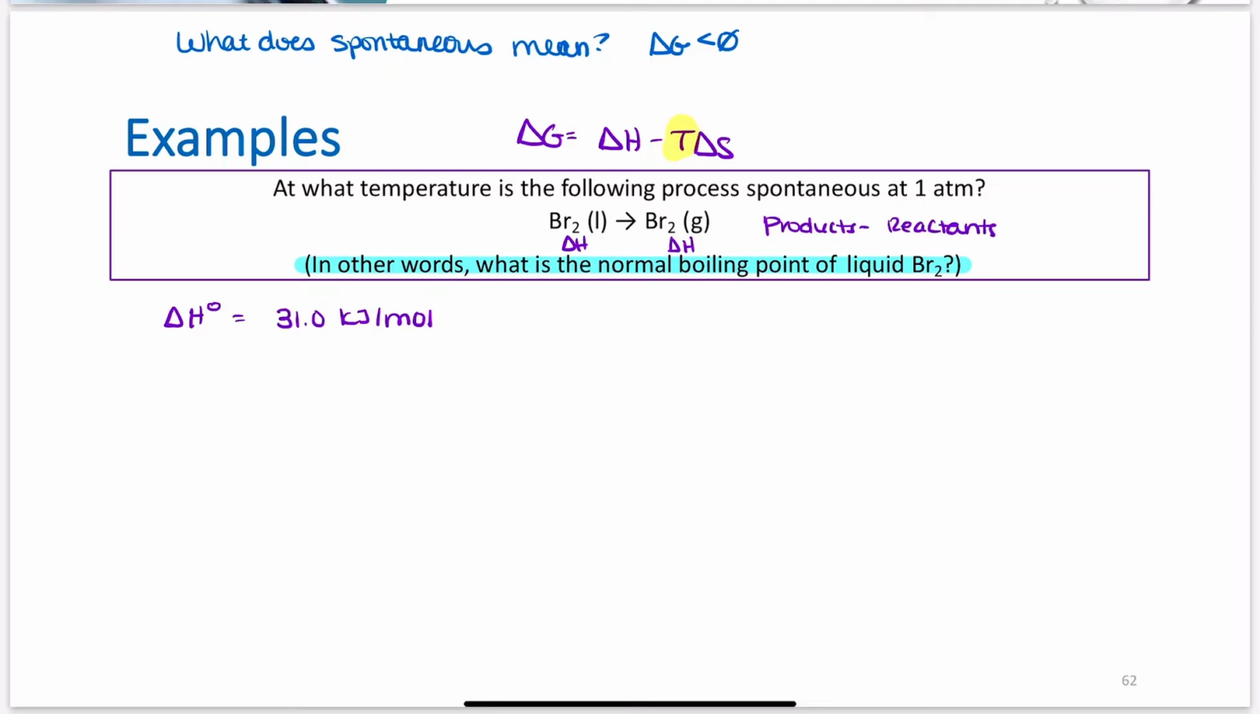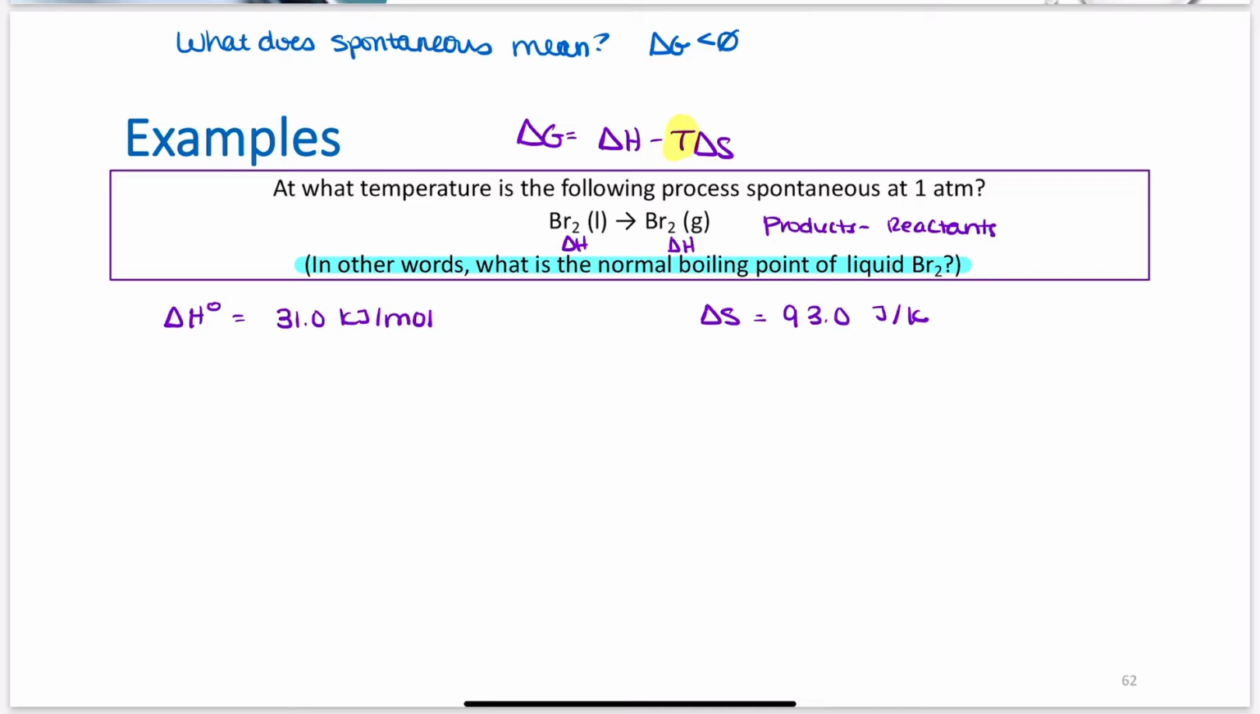I can also look up the delta S value. Delta S is going to be 93.0 joules per Kelvin. How do I know that? Again, I can look up S the same way I looked up delta H, and I can calculate it, products minus reactants.